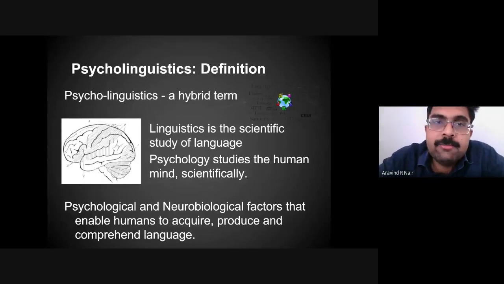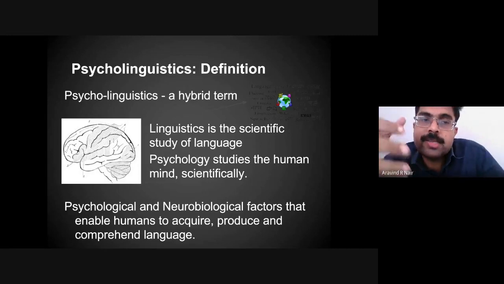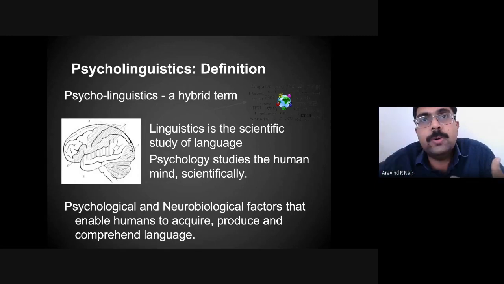So how do we define psycholinguistics, right? From the term itself, we can directly understand that it is a kind of hybrid term. It is a portmanteau word, right? I'm sure you have heard of the term portmanteau words. These are words which are formed when two different words are put together to form one unified new word. So here, in psycholinguistics, we have the two components, psycho and linguistics, one referring to the brain and the other to language, right?